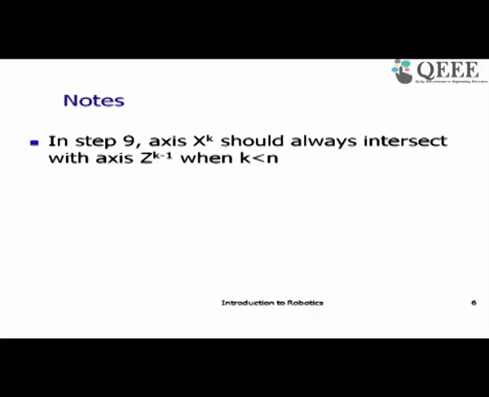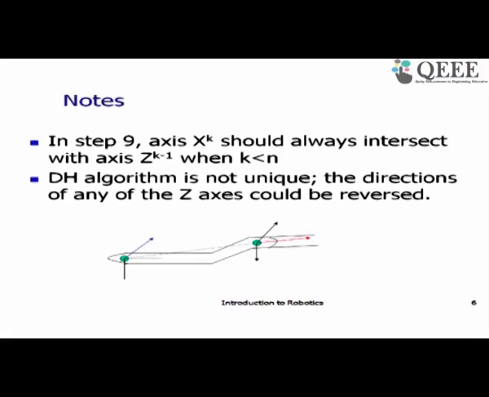Okay, so two important notes about assignment of coordinate frames. Always, xk should intersect with the z-axis zk minus 1. As you can see here in the slide, you assign the x-axis, the red line shown here, in such a way that it intersects with the previous joint axis. That is how we assign xk. Another point is that it is not a unique algorithm, because we can always have the z-axis in the reverse direction.